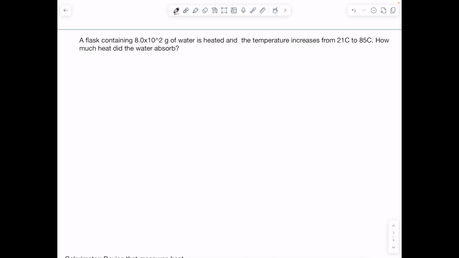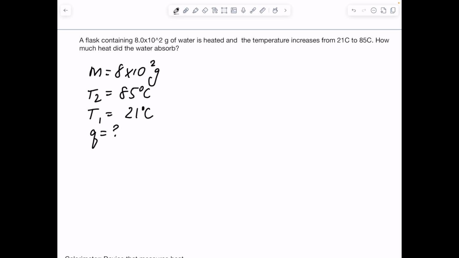A flask containing 8.0 times 10 to the 2 grams of water is heated and the temperature increases from 21 degrees Celsius to 85 degrees Celsius. How much heat did the water absorb? Okay. So we have a mass, which is 8 times 10 to the 2 grams. We have T2, which is 85 degrees, and we have T1, which is 21 degrees Celsius. So we're asking about Q. What is that Q value? How much heat did the water absorb?